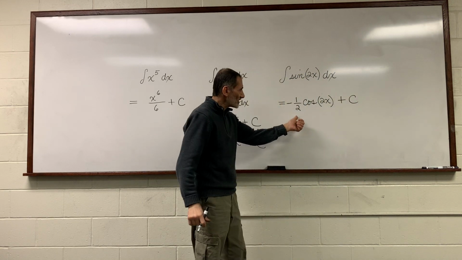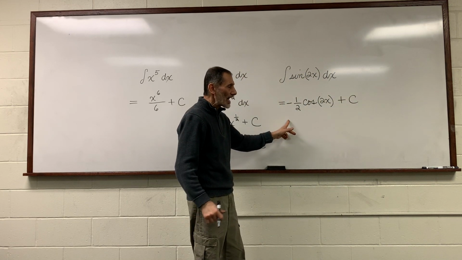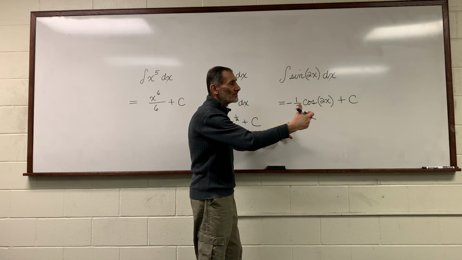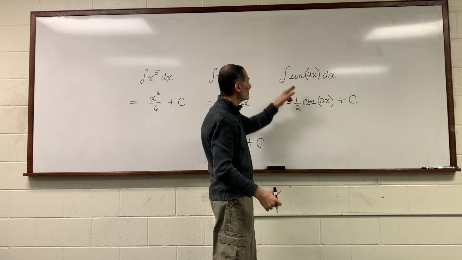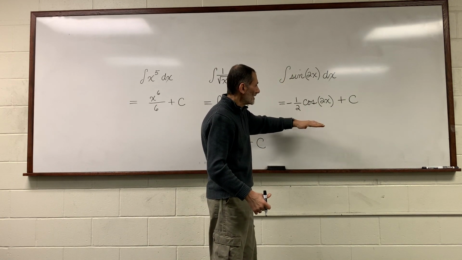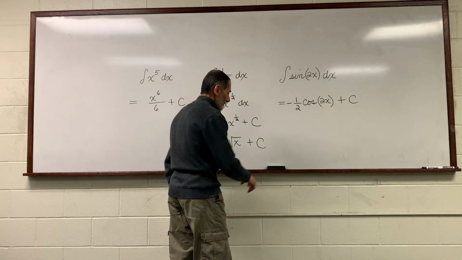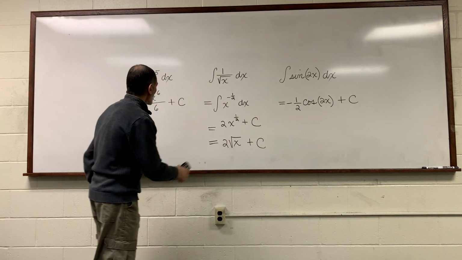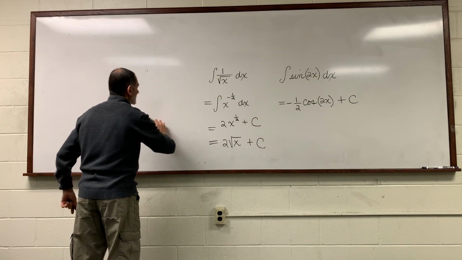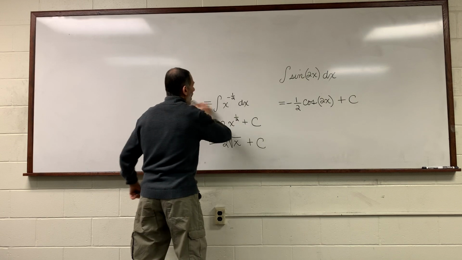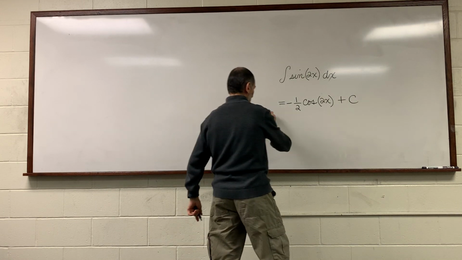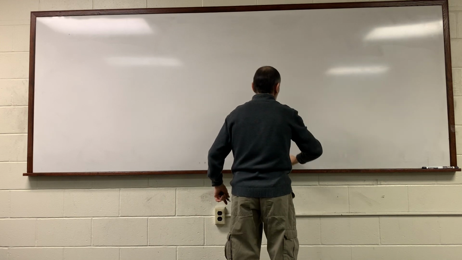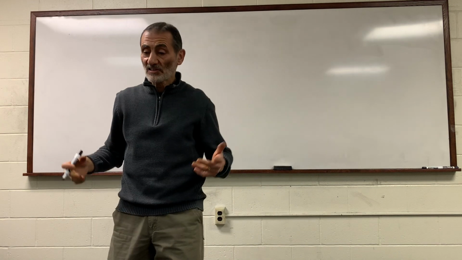Now, if we differentiate this, we get negative 1/2 times negative sine 2x times 2. The negatives cancel, the 1/2 times 2 yields a positive 1. There's our antiderivative. All right? Watch for that. Always, always check. Remember, the game is guess and check. The educated part of the guess comes from knowing your derivative rules.